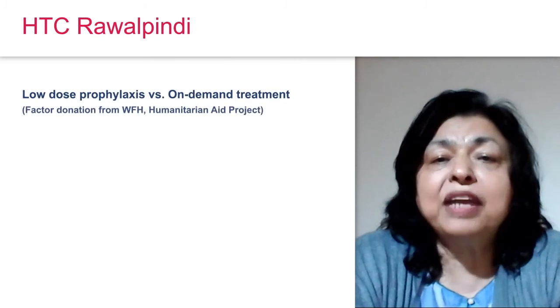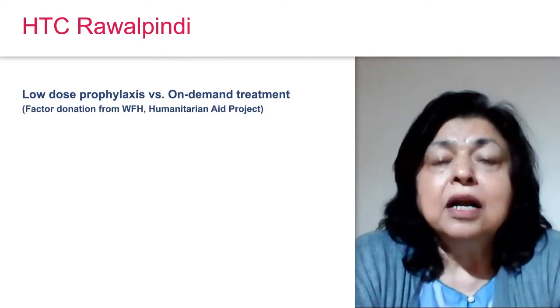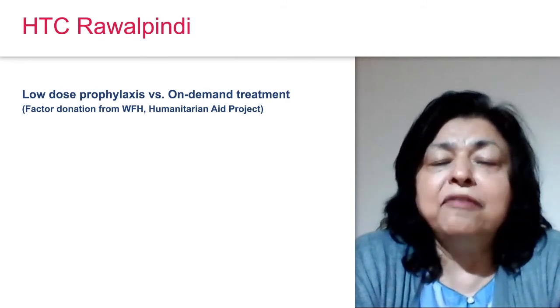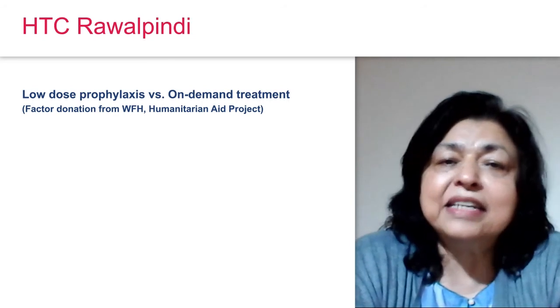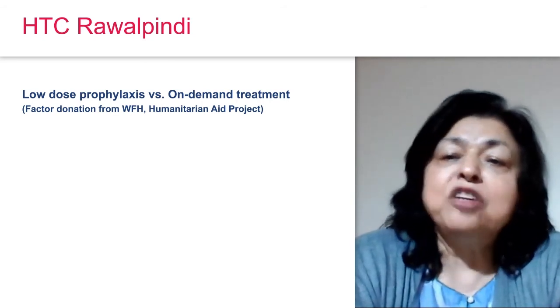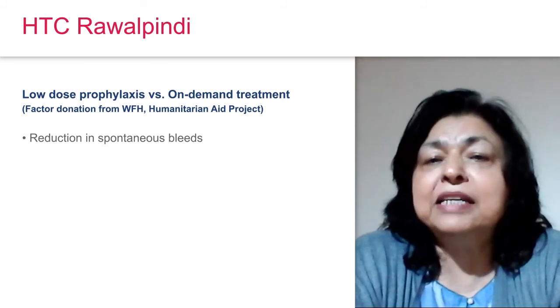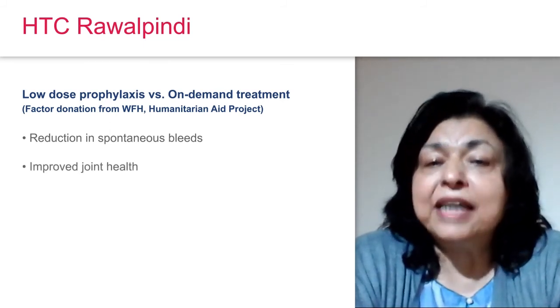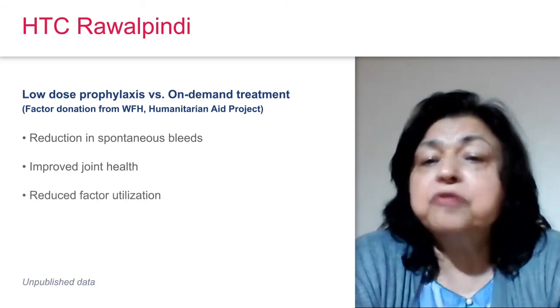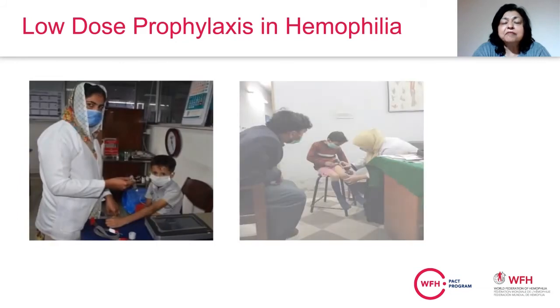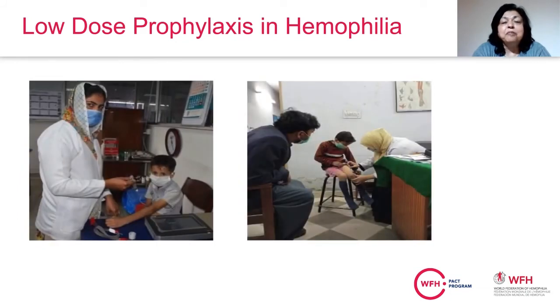Coming on to low-dose prophylaxis, this was initiated in 2018. When we started it, we also started collecting data and compared it with on-demand treatment. The comparative data shows that there's reduction not only in spontaneous bleeds, there's improved joint health, and there's also reduced factor utilization. When we started the low-dose prophylaxis, we weren't sure how well it would be taken by our patients and their parents.